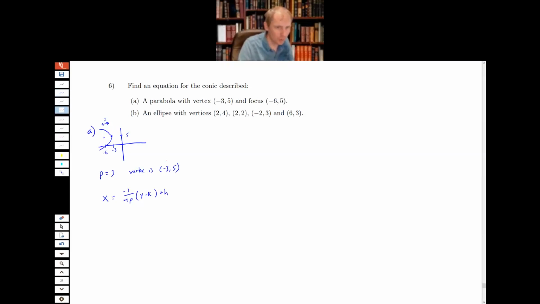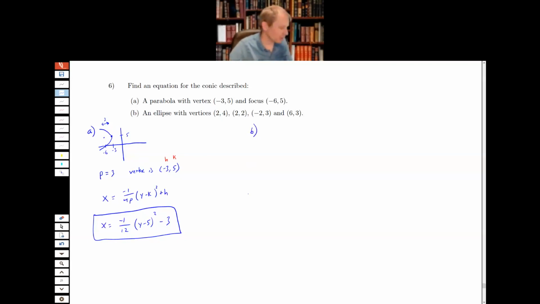So this is h comma k, and this is the p. We can just fill it in. We have -1 over 4 times 3, so -1/12, oops, I lost my squared, (y minus 5) squared minus 3. So that's all there is to that one.